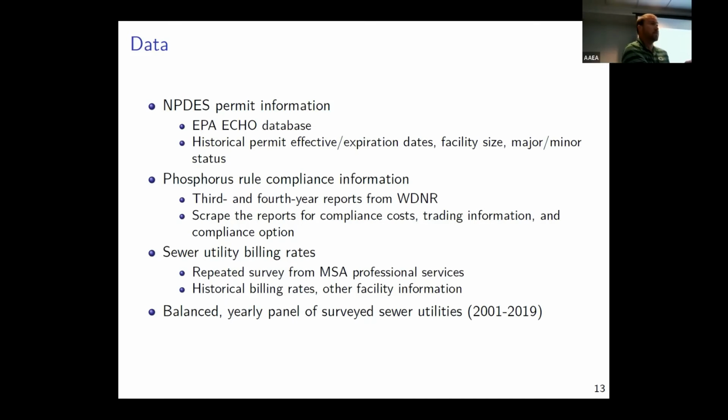So where do we gather our data? We have to know the NPDES permit information, right? We have to know when these permits were issued and when they were reissued. We gather that from ECHO. Then the phosphorus rule compliance: this is where these facilities tell the Wisconsin Department of Natural Resources how they're going to meet that 0.075 milligram per liter new limit. We gathered these reports from DNR and we scraped the PDF files for information about what they're doing. Then we gather the utility billing rates. As I mentioned, they're publicly owned, but they're not regulated, so we gathered this through a survey with a consulting company. And then we have a balanced panel from 2001 to 2019.